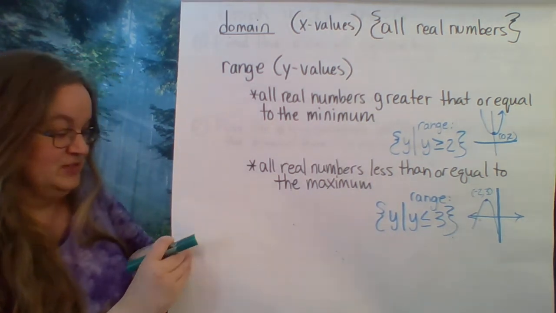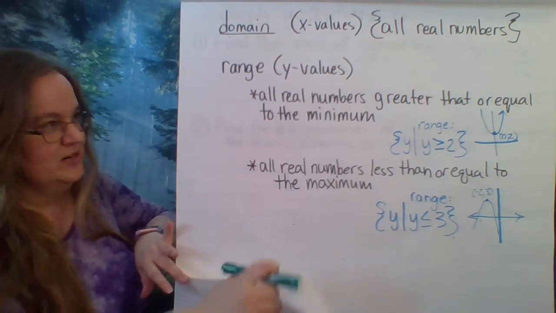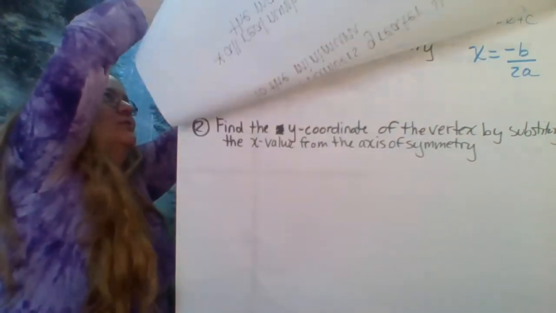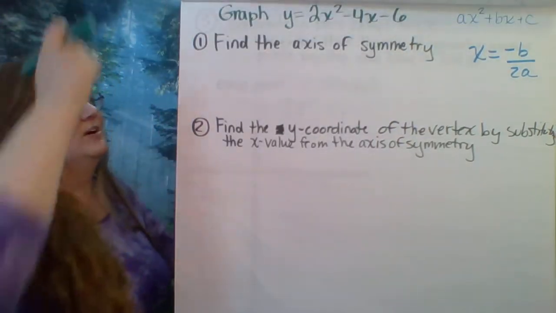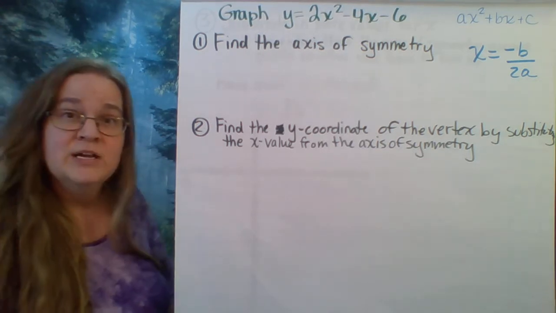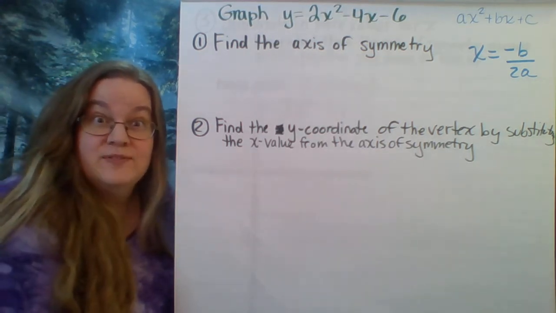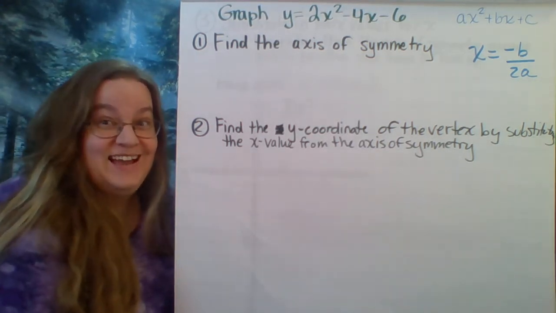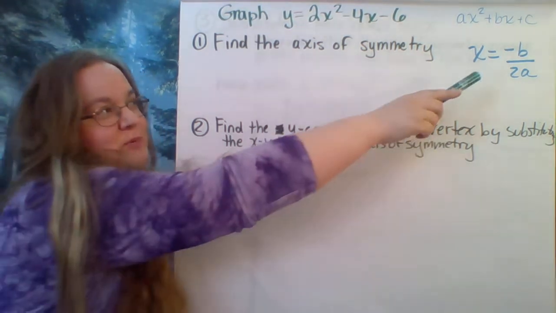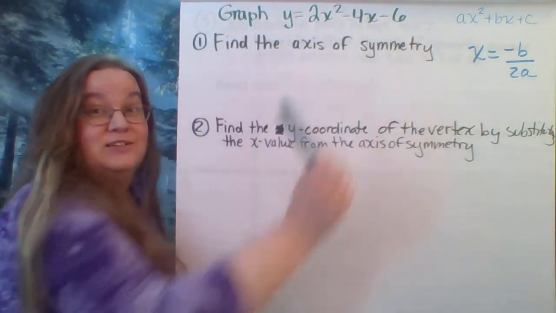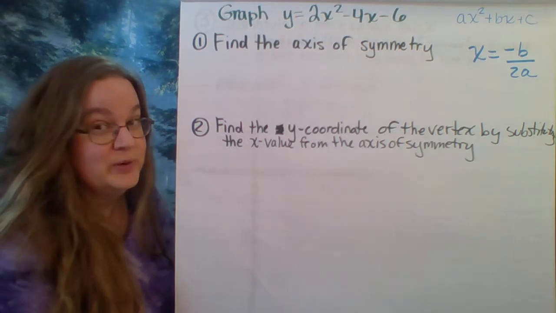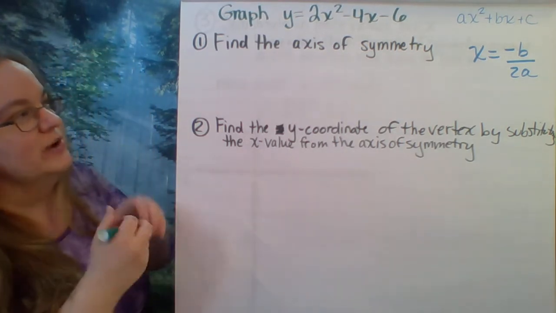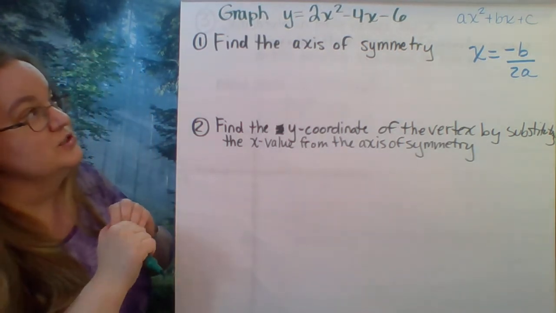Okay, so let's get to actually having to graph. What are these steps we're going to follow? The first thing in order to graph is we are going to find the axis of symmetry. Remember, we now have this lovely little equation to help us when we have it in standard form. So x = -b/2a.